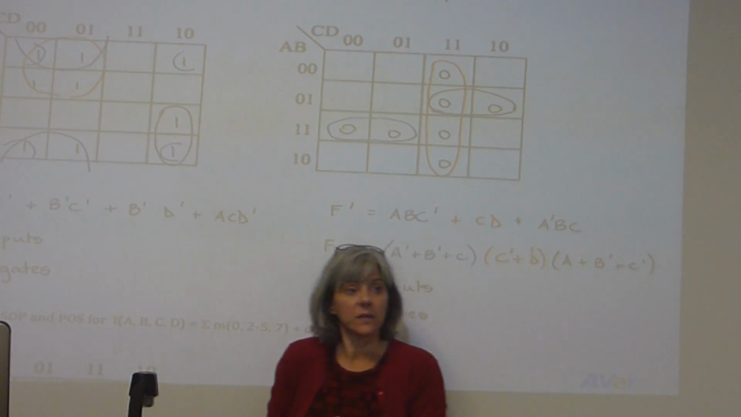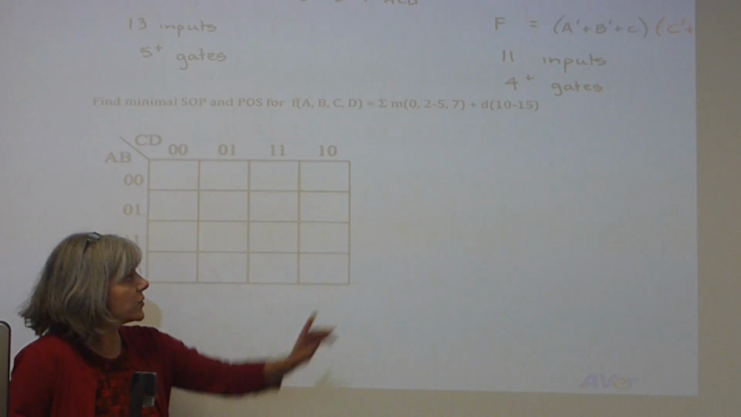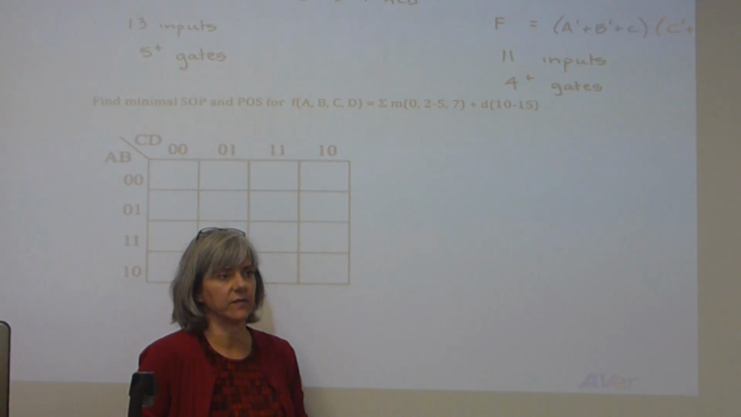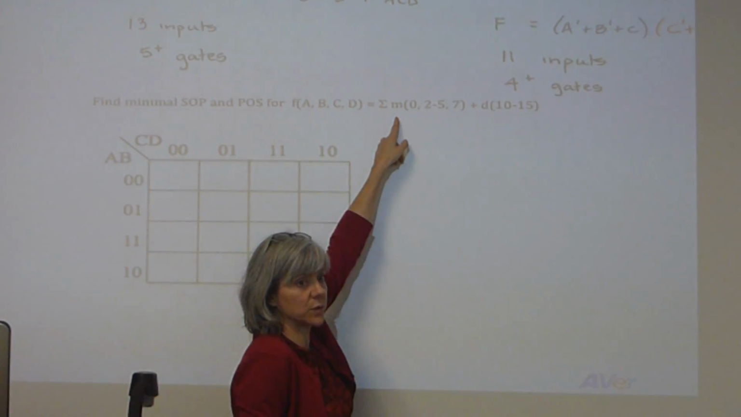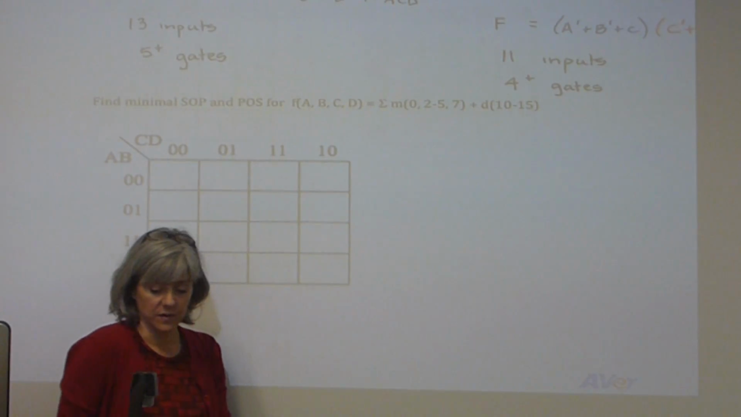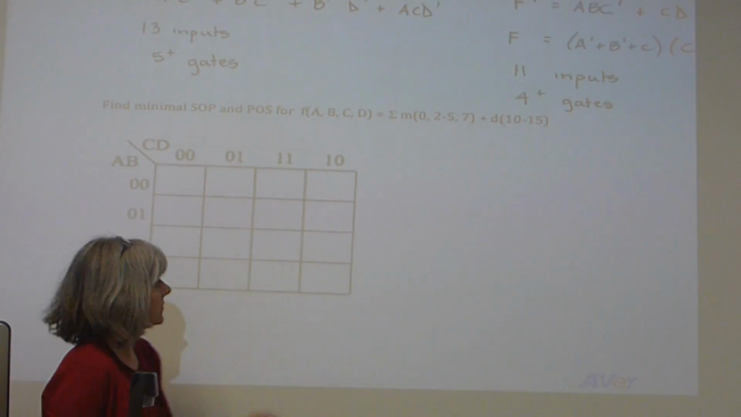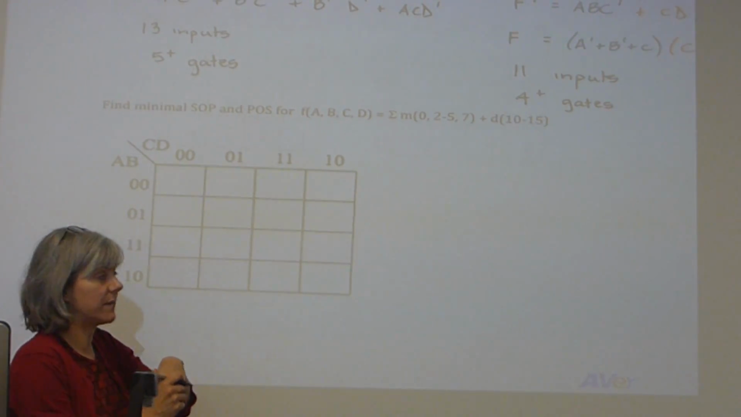So let's do an example. I think that will make more sense. So let's look at this one down here at the bottom. We call don't cares with a D because we're not very inventive. So if you list this sum of little m, those are min terms. If you add a D, those are don't cares. So we're going to put in here 4 variables. So it's a 16, 4x4 K-map.